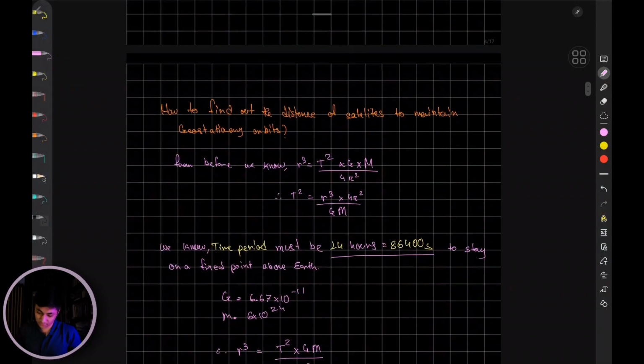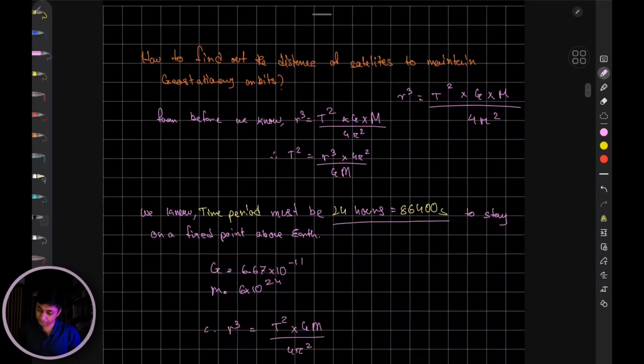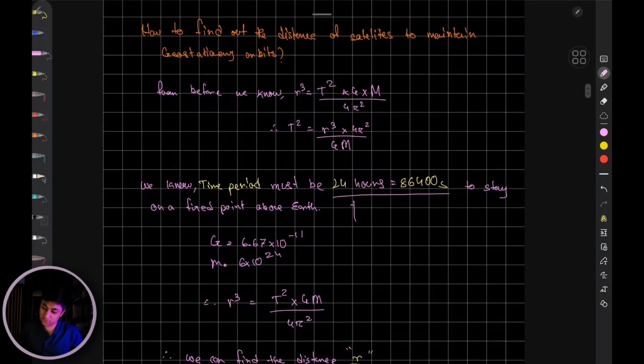So how do we find that? We're going to find that using Kepler's law. We found out that r cubed is equal to the time period squared times the gravitational constant times the mass of Earth, divided by 4 pi squared. So now if you make the time period the subject, you know the time period needs to be 24 hours.